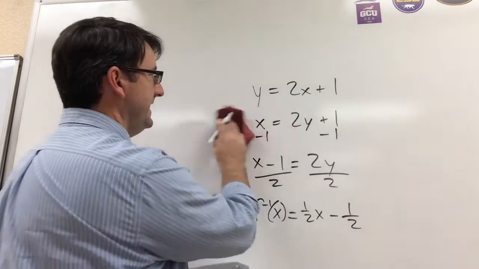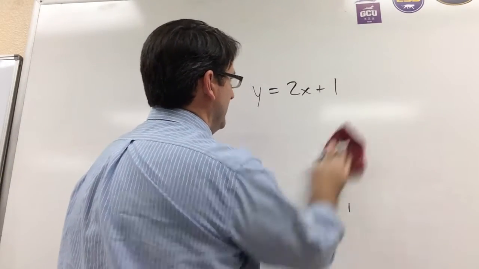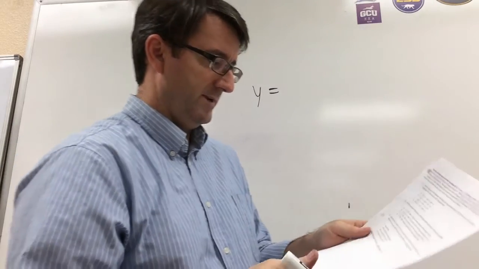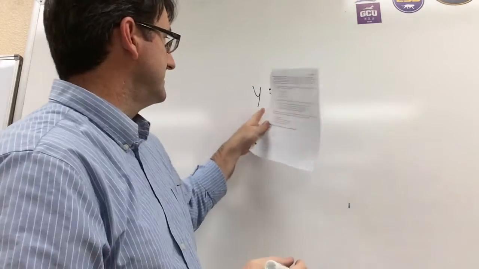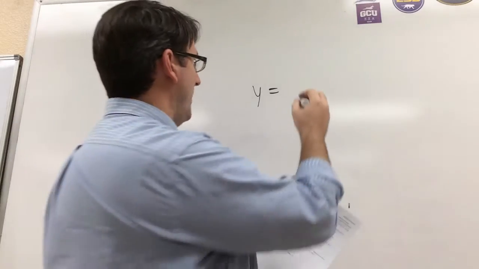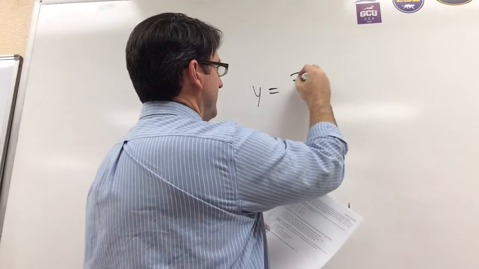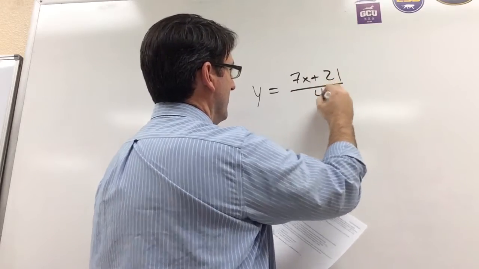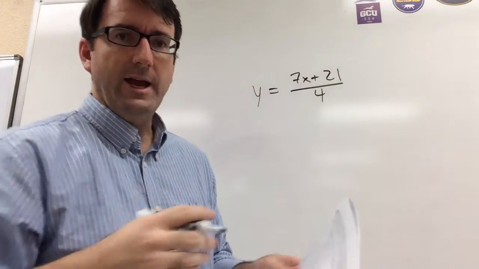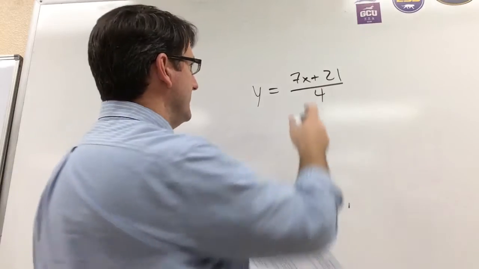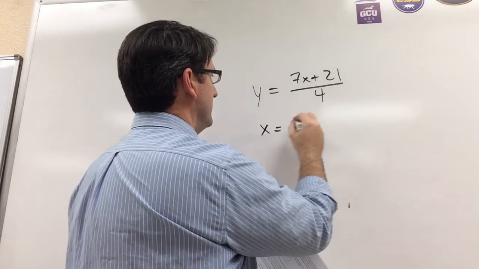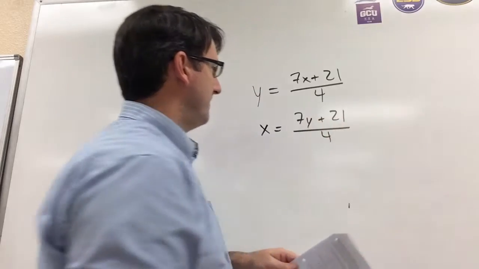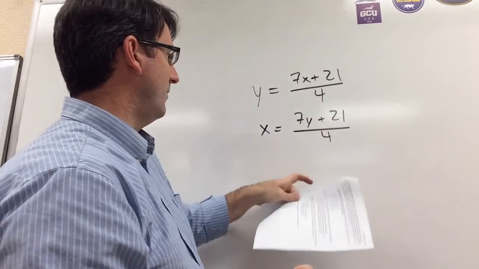For number 13, we've got f of x equals 7x plus 21 divided by 4. Let's replace that f of x with y. We get y equals 7x plus 21 divided by 4. And now let's exchange the x and the y. So this will be x equals 7y plus 21 over 4. And then solve for y.